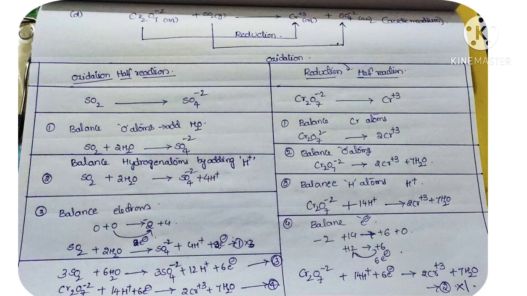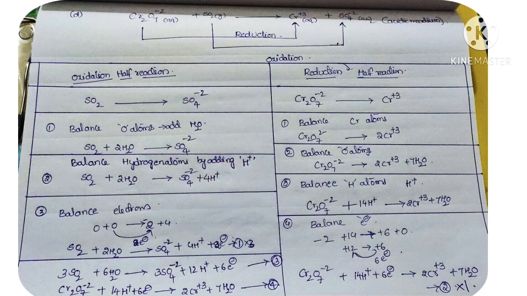The next step is to balance hydrogen atoms by adding H plus ions. SO2 plus 2H2O gives SO4 minus 2 plus 4H plus, because we add 4H plus on the right side of SO4 minus 2. So the hydrogen atoms are balanced. On the left side 4 hydrogens are there and on the right side no hydrogen atom is there, so we add 4H plus ions on the right side.